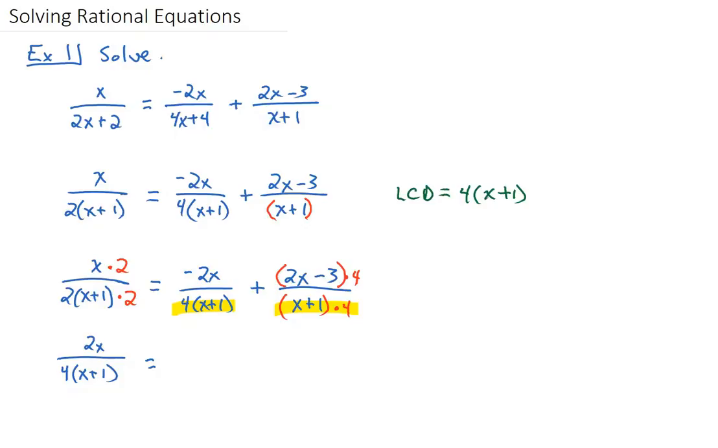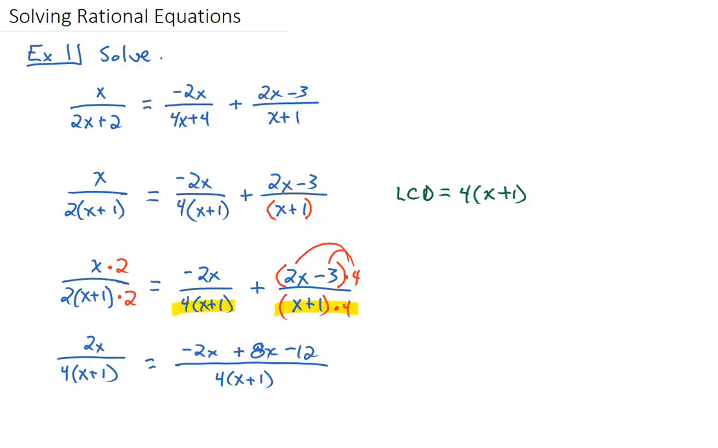So I'm going to do that, and the simplifying step I'm going to take is to go ahead and distribute this 4 in that second numerator. That gives me the negative 2x copies down, and when I distribute the 4, it gives me an 8x minus 12. And then that's all over the LCD.